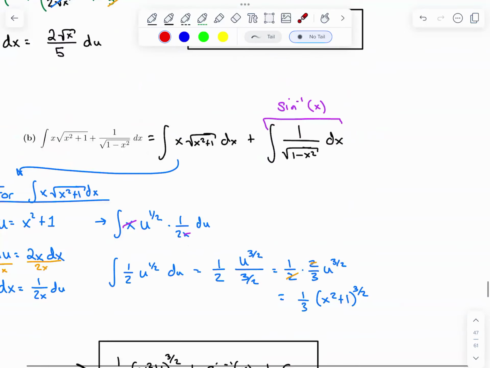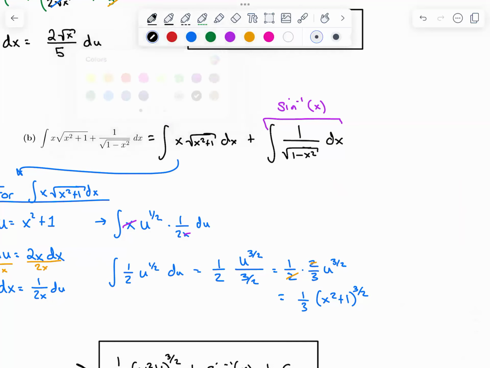So the way it works is you make sine of theta. In this case, you'd make sine of theta equal to x, so that cosine of theta is equal to 1. Wait, it's been a while. It's been a while.